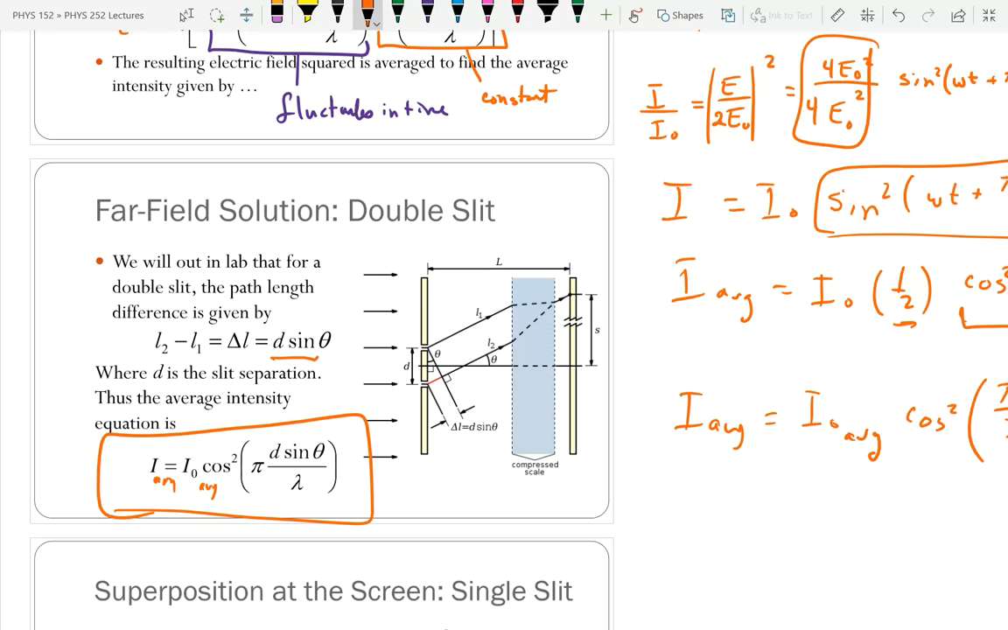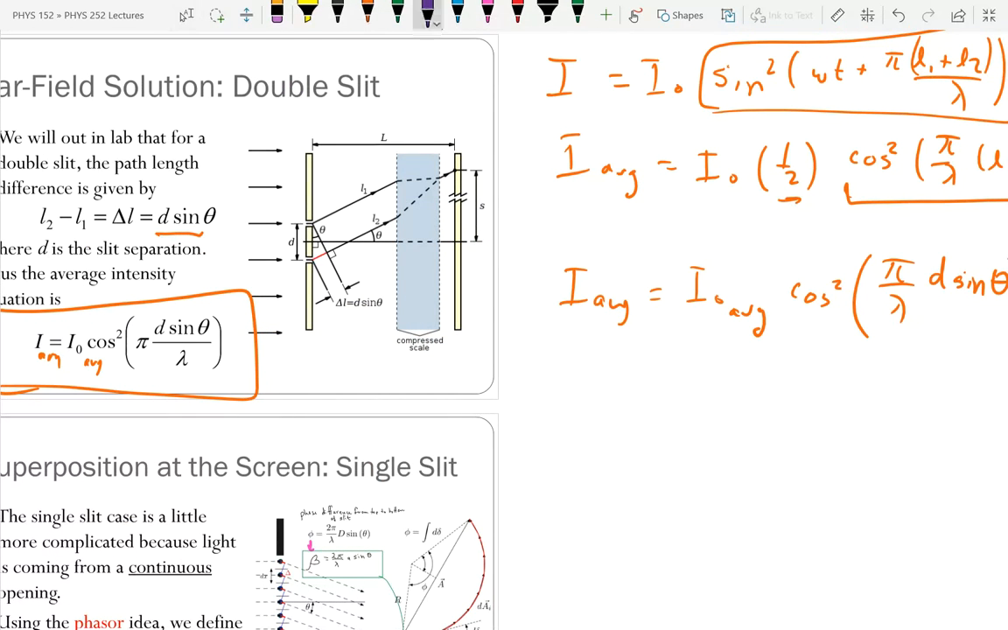Now, questions. At what argument is cosine squared going to be a maximum? What angle makes cosine squared a maximum? Okay, 0, pi, 2 pi, 3 pi, 4 pi, etc., as well as the negative. And so if the argument of cosine squared is an integer multiple of pi, then I'm going to have a maximum.